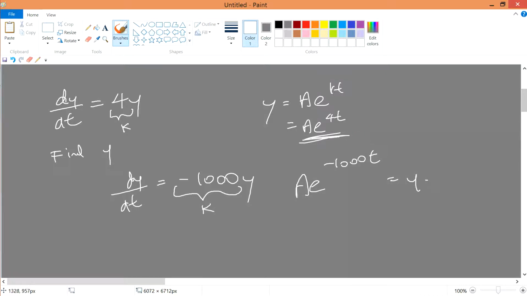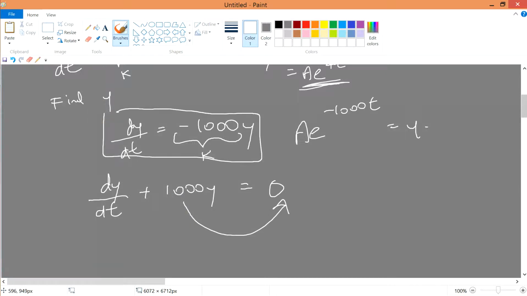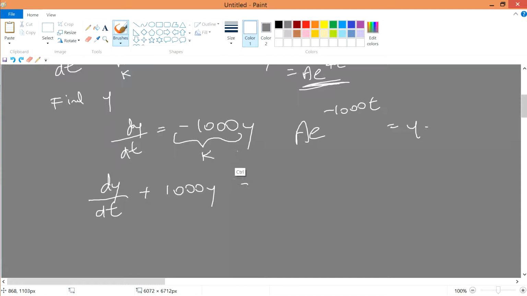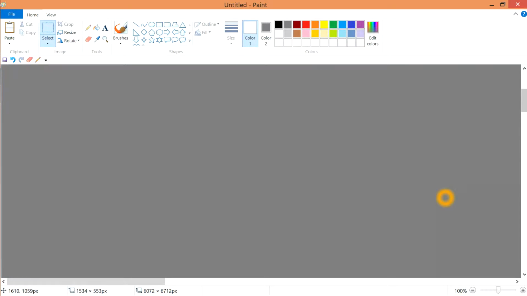Just be mindful that there are many variations in terms of how they set up the questions. They may set it up like dy/dt plus 1000y equals 0. So you bring this over here, and then it becomes like that, and then you solve using the method I've just showed you. There may be other variations also, so please be careful on how to identify the type of questions that may come out in exams.